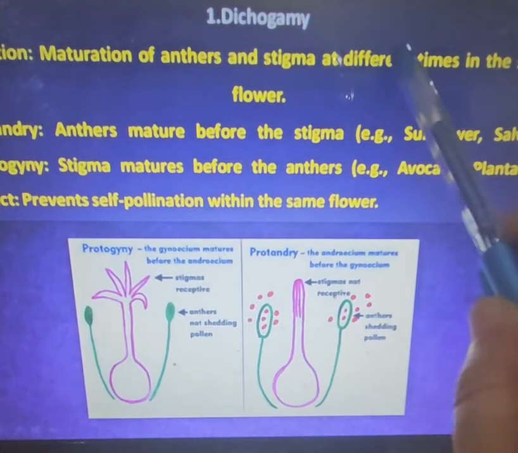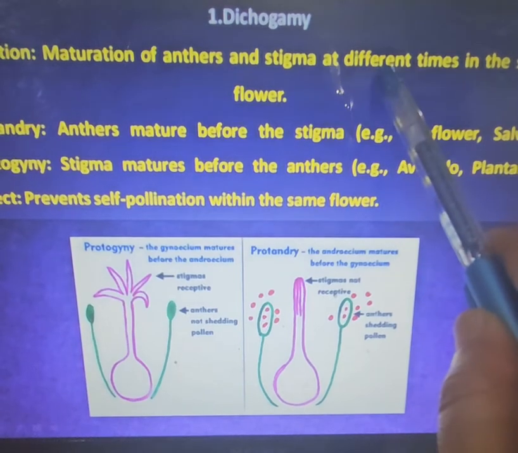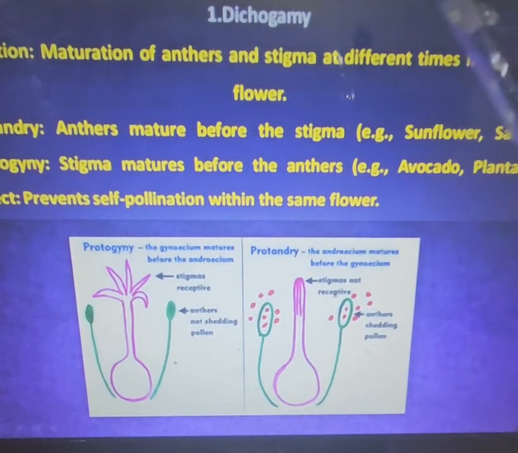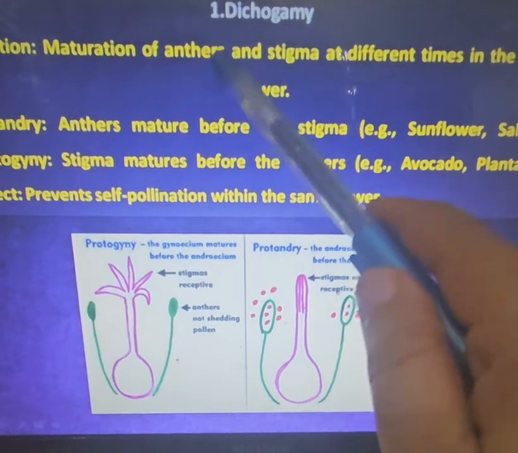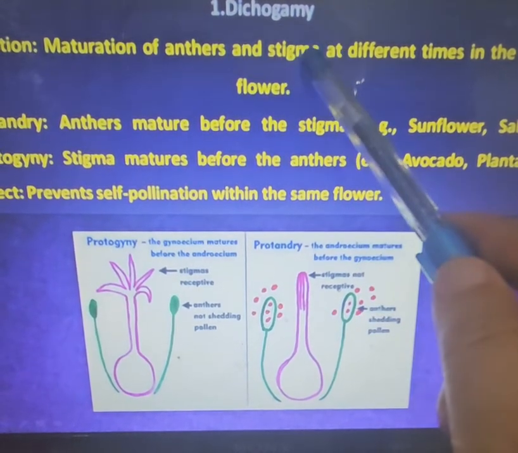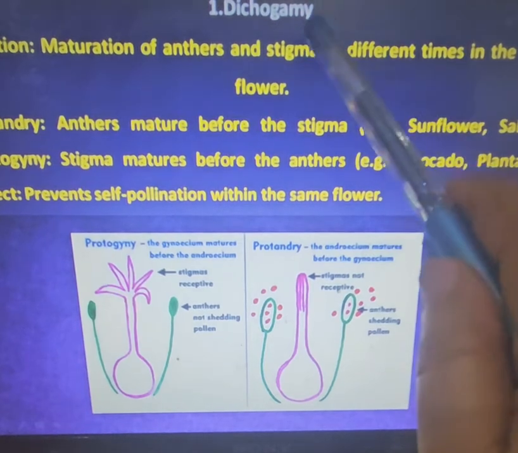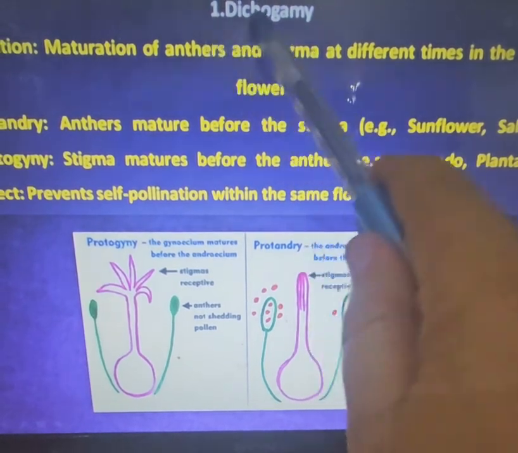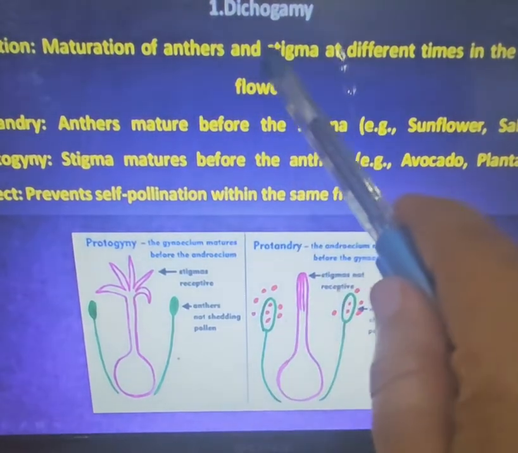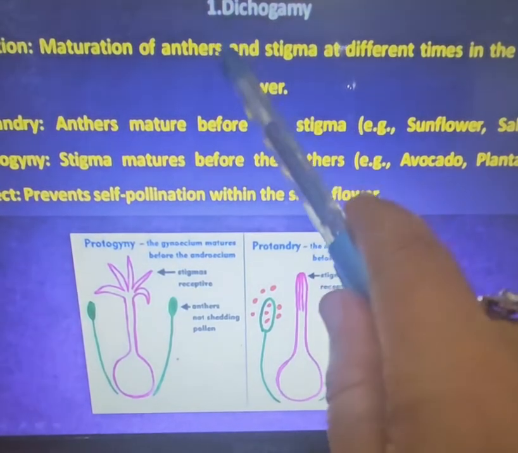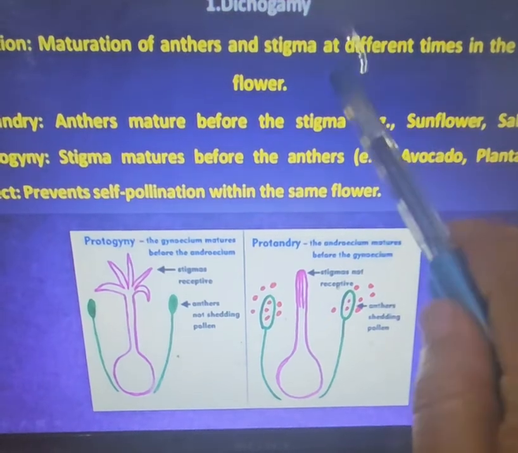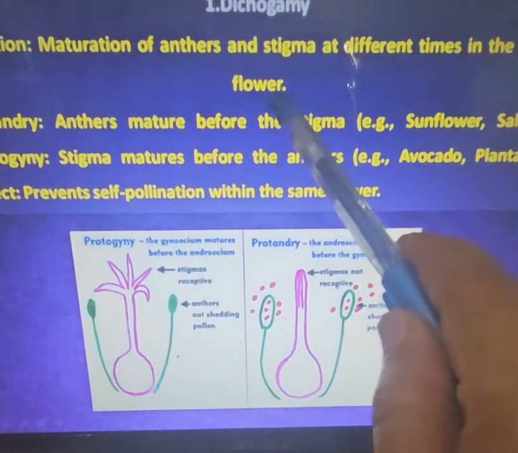If they haven't matured at different times, self pollination would have occurred. If they matured at the same time, self pollination would happen. Anthers and stigma would both be at maturity stage and they would undergo self pollination, but there is an outbreeding device which is called dichogamy, which is when both anthers and stigma are present, but they do not mature at the same time. What they do? They mature at different times in the same flower.